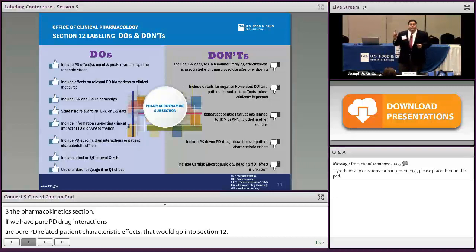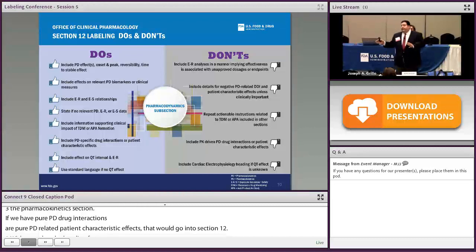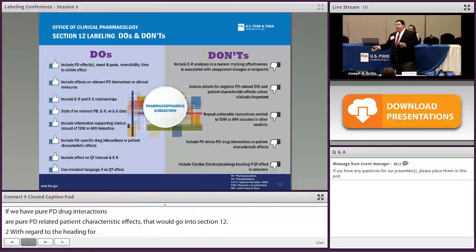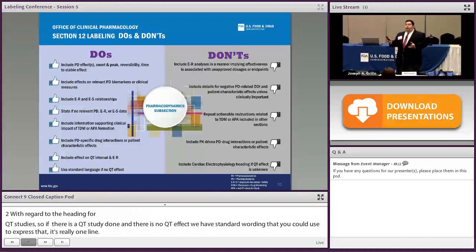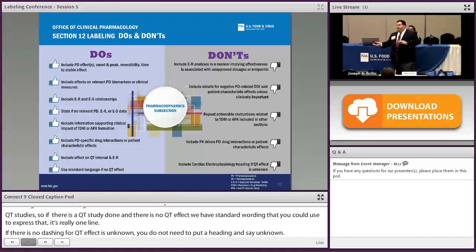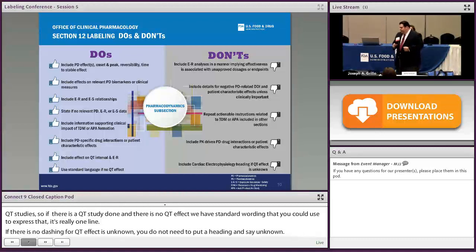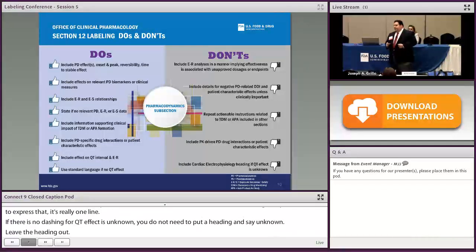With regard to the heading for QT studies, if there is a QT study done and there's no QT effect, we have standard wording that you could use to express that. So it's really just pretty much one line. If the QT effect is unknown, you don't need to put a heading and then just say unknown. You could just leave the heading out. So that was described in the guidance as well.